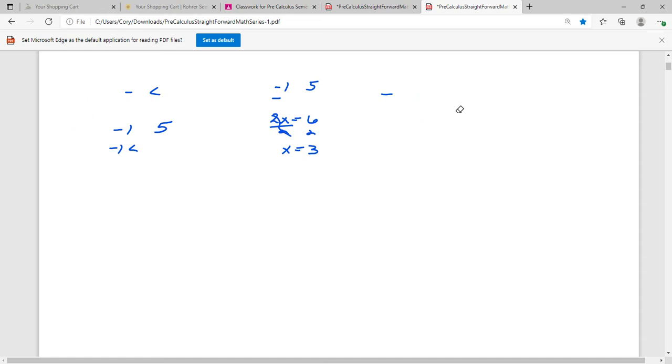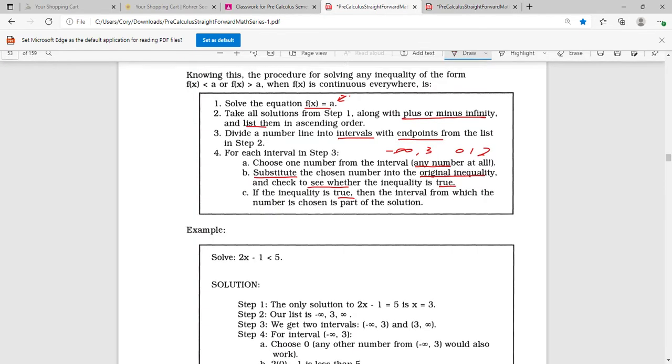Almost got it. Okay. The next one's a little harder.